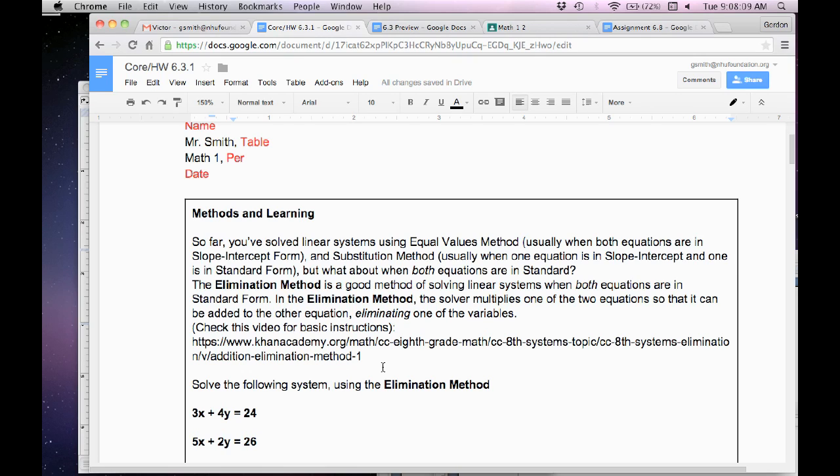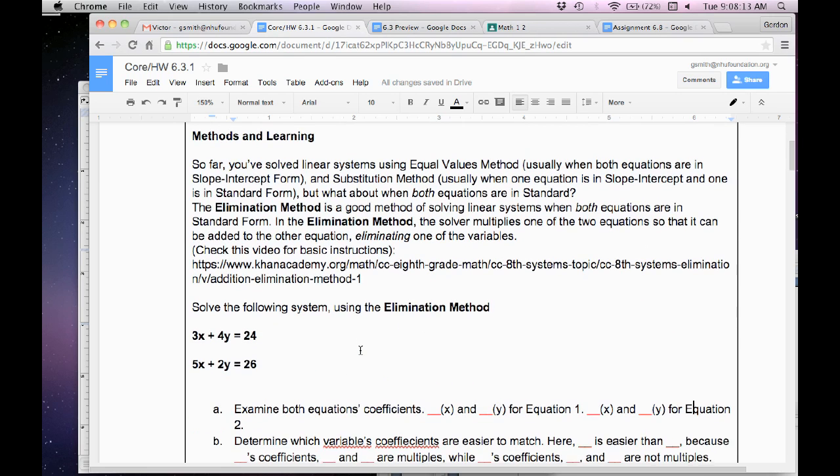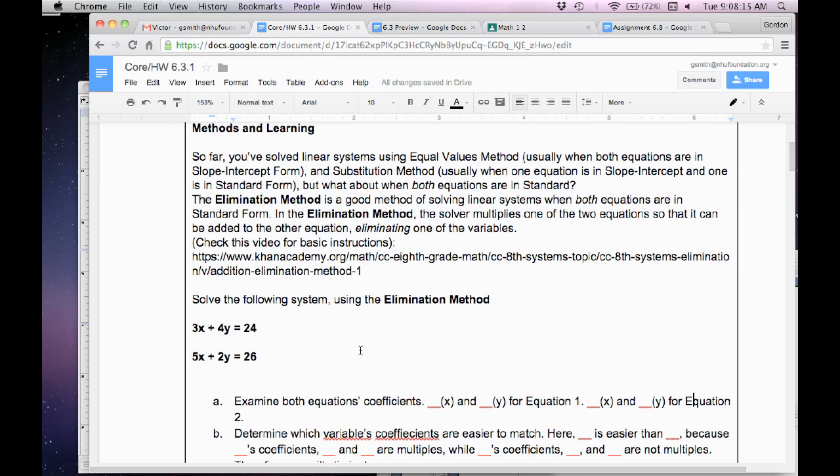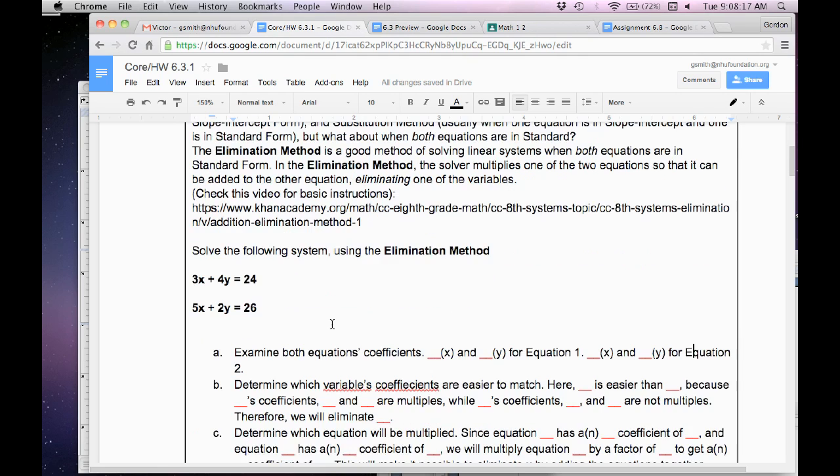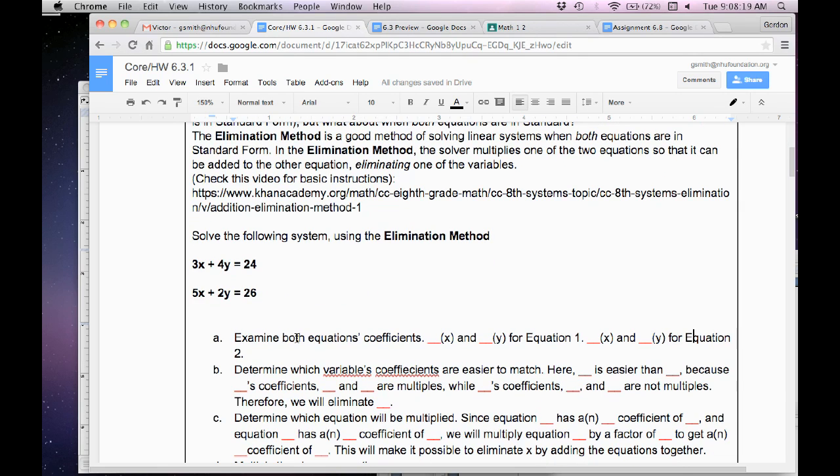Okay, you can watch this link if you want to follow it, but let's just show you how to do it. Solve the following system using the elimination method. Okay, so A, examine both equations' coefficients. The first equation has a 3 for x and a 4 for y. And the second equation, equation 2, has a 5 for x and a 2 for y.